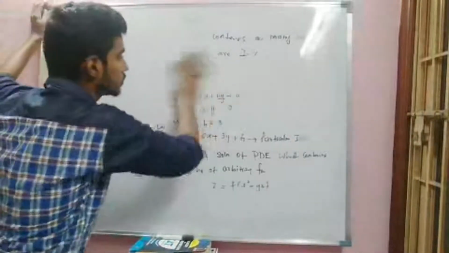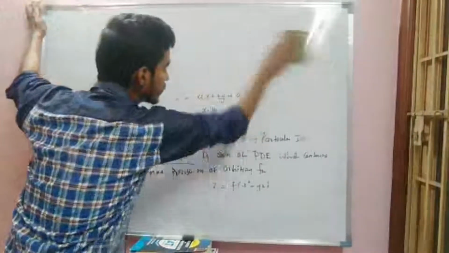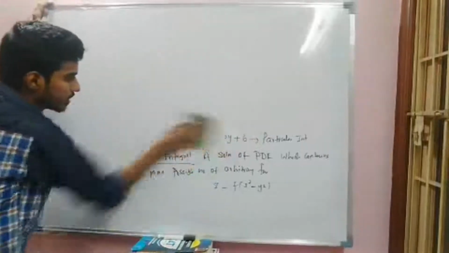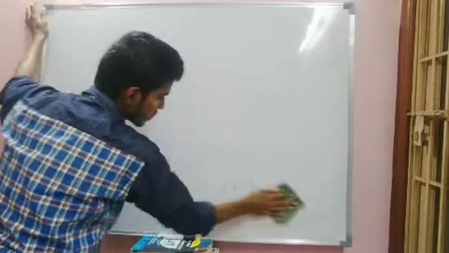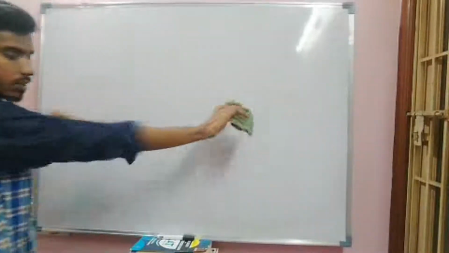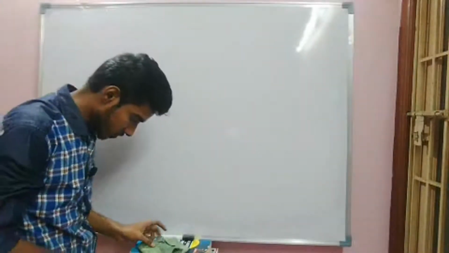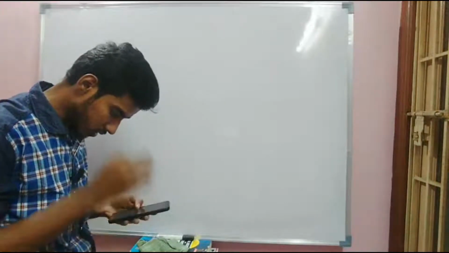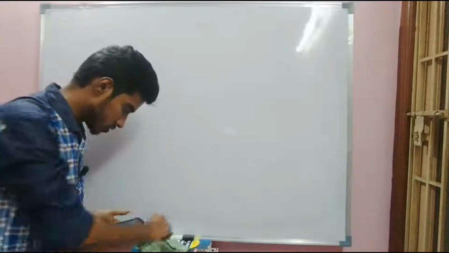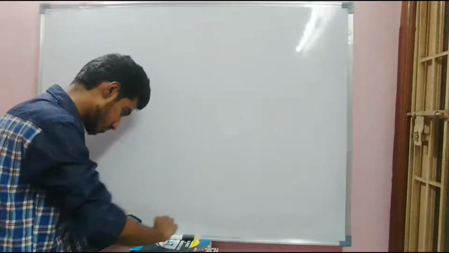If the number of arbitrary constants is equal to the number of independent variables in the solution, then it is called the complete integral. If the solution contains the maximum possible number of functions, then that is called the general integral, right? So we will move on to Charpit's method.